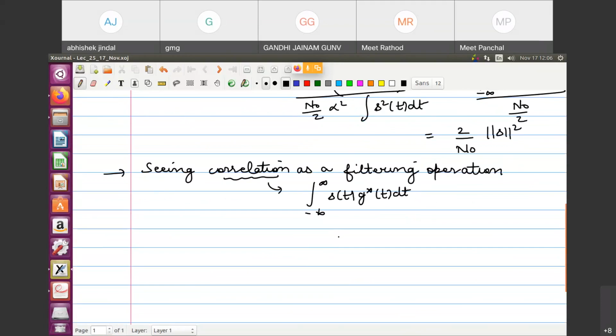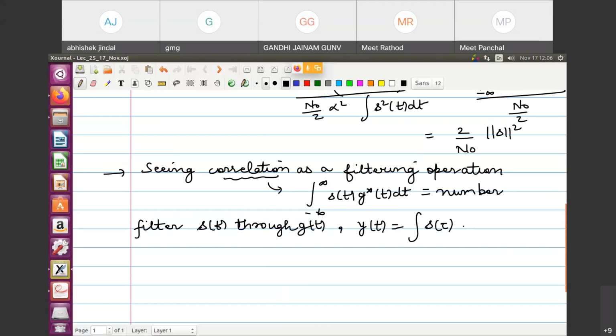But if you talk of filtering, then if you filter S of t through G of t, this will be a number, a correlation value. But if you filter S(t) through G(t), it would be a signal output which is given by the correlation of the two, with the variable tau inside the integral, and this is a function.